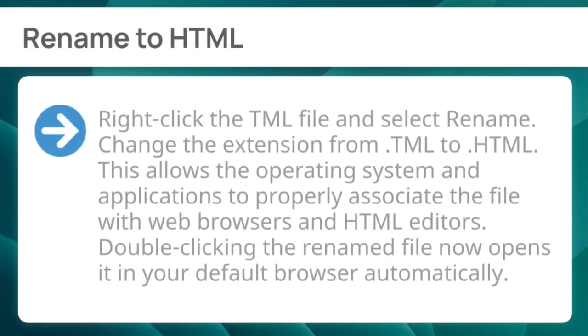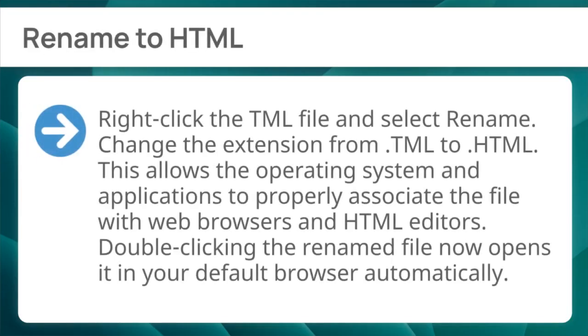Next, rename to HTML. Right-click the TML file and select Rename. Change the extension from TML to HTML. This allows the operating system and applications to properly associate the file with web browsers and HTML editors. Double-clicking the renamed file now opens it in your default browser automatically.